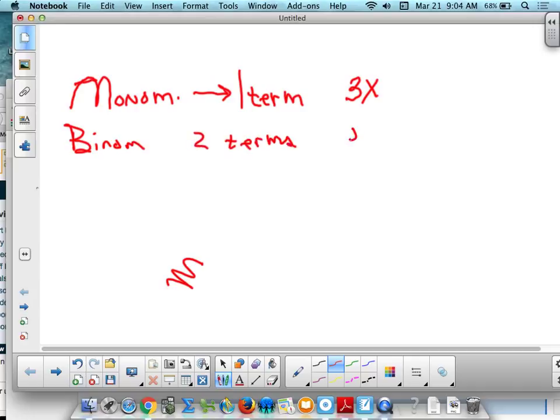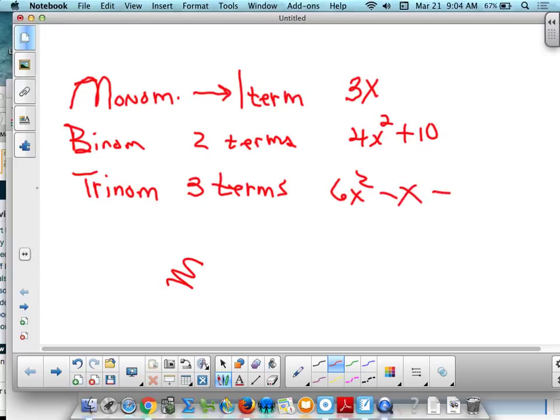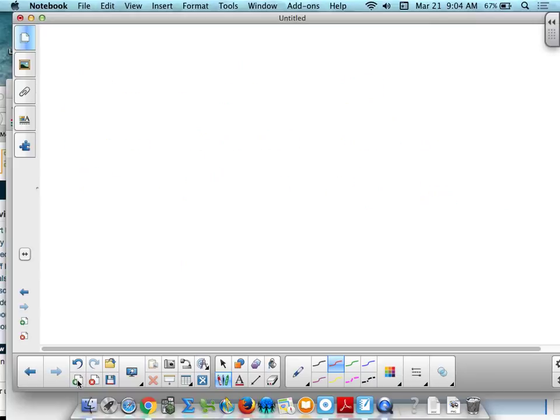Okay. 4x squared plus 10, how about that? That's a binomial. Trinomial, 3 terms. Okay, so 3 terms, 6x squared minus x minus 20. How's that? Good? Okay, so you can classify polynomials by number of terms, and then you can classify them by name.